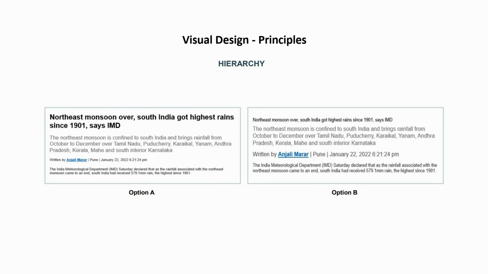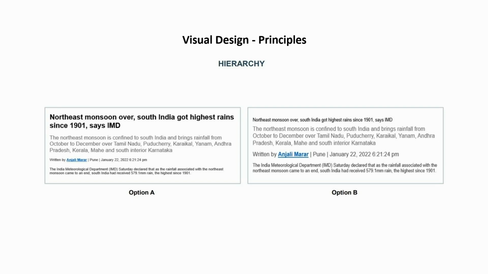Then you have basically a kind of definition where the Indian Meteorological Department, IMD, Saturday declared that as the rainfall associated with the northeast monsoon came to an end, South India had received 579.1 millimeters of rain, the highest since 1901. So this is in a lower font, almost in sync with the font of the writer's details, right? So these are highlighted less because these are less important details. So hierarchy here is basically you're starting with the title, then you focus your attention on the news, and then maybe towards the writer and some extra details, right?